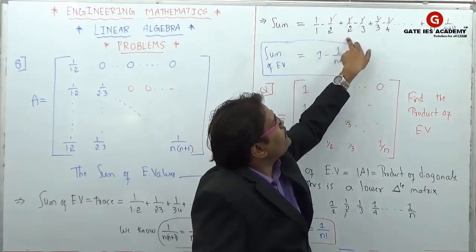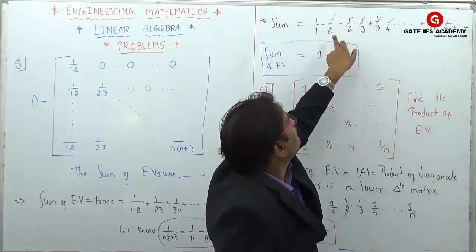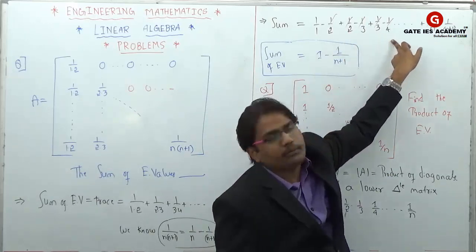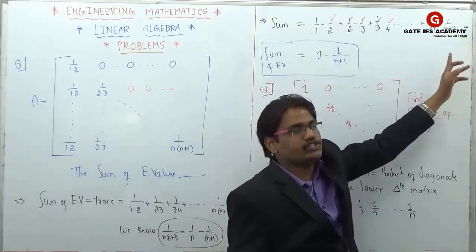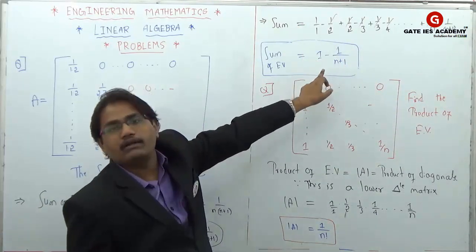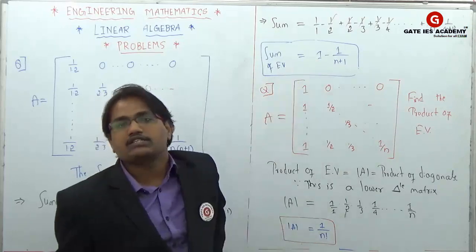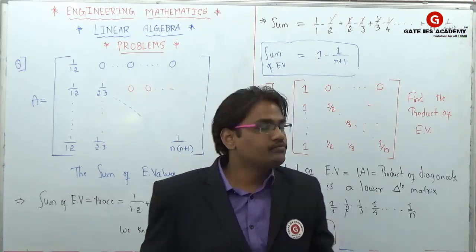Now, all the middle terms will get cancelled. Minus 1 by 2 plus 1 by 2, minus 1 by 3 plus 1 by 3, and so on. The only things that remain are the first term and the last term, which is 1 minus 1 upon n plus 1. So this is nothing but the sum of eigenvalues.